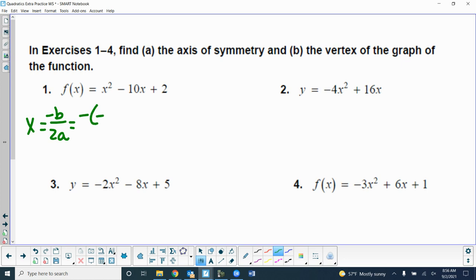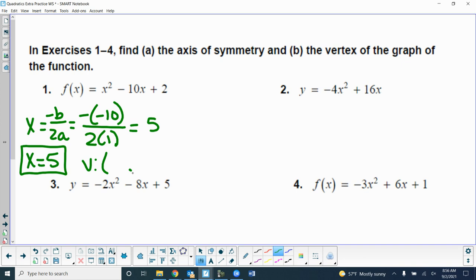So this is negative b over 2a. What's that equal? 5, right? So there's our axis of symmetry. So that's one answer. All right. To find the vertex, it's an x value and a y value. What's the x value of the vertex? 5. We just found that. So we already have, the vertex is always on the axis of symmetry. So we already have the x value of the vertex by doing what we just did.